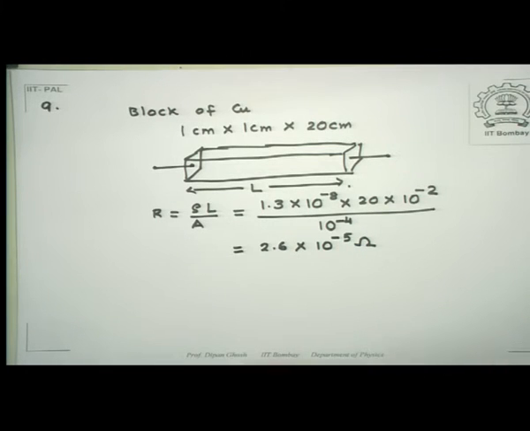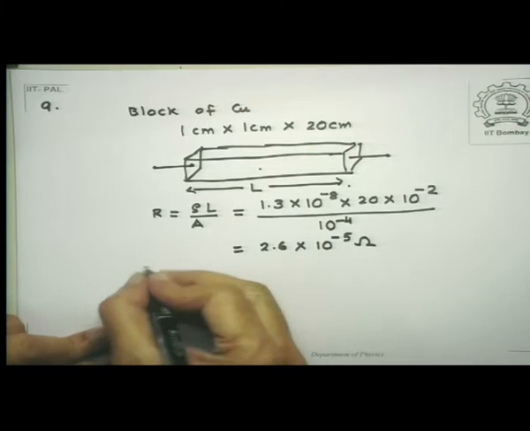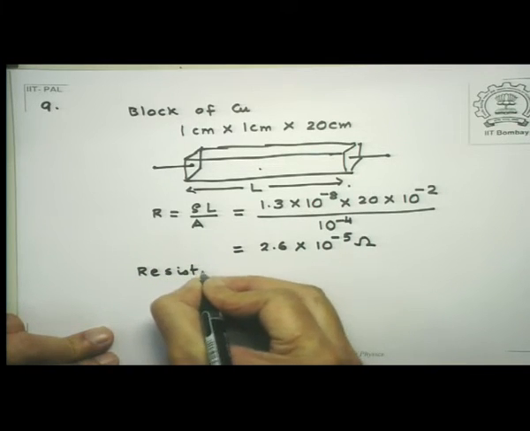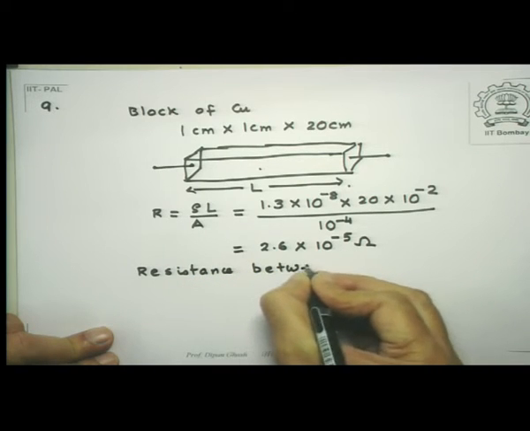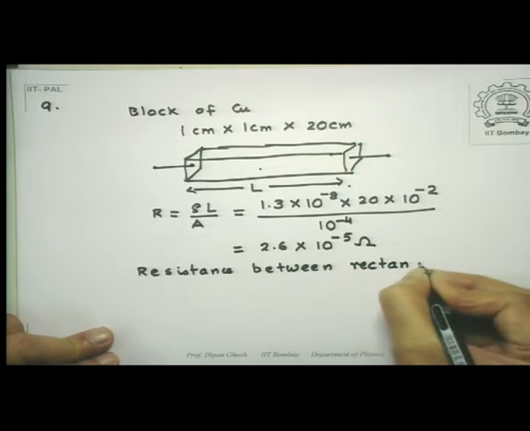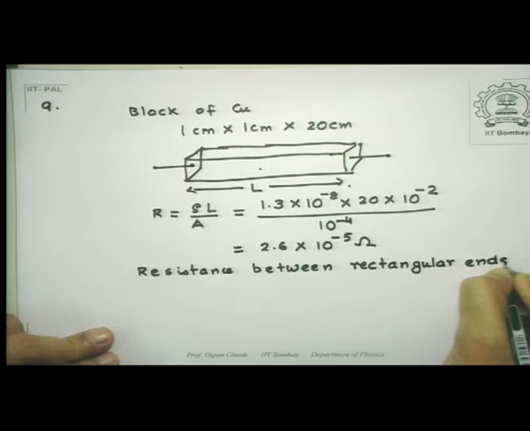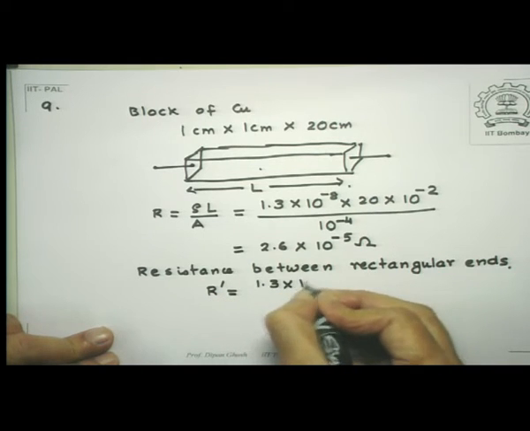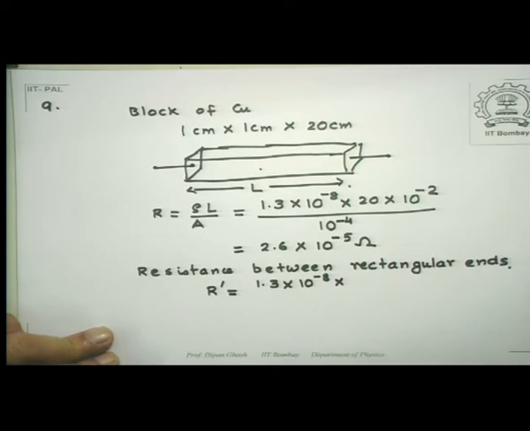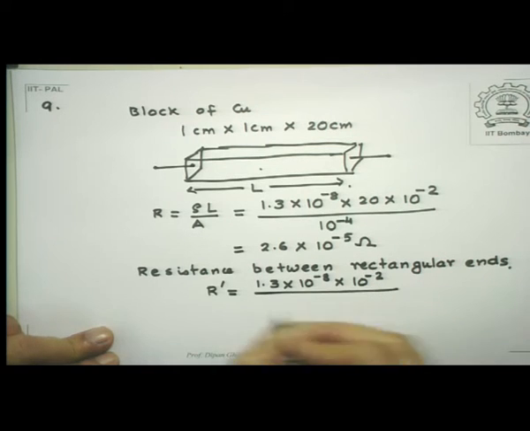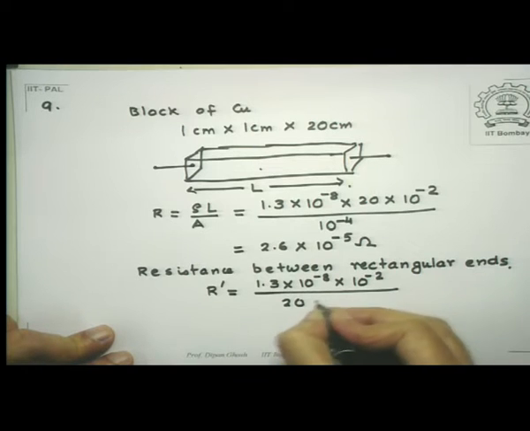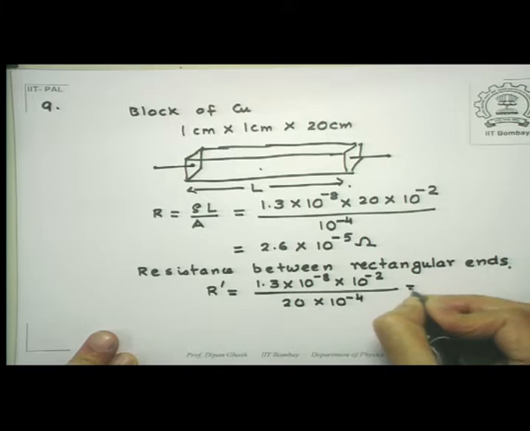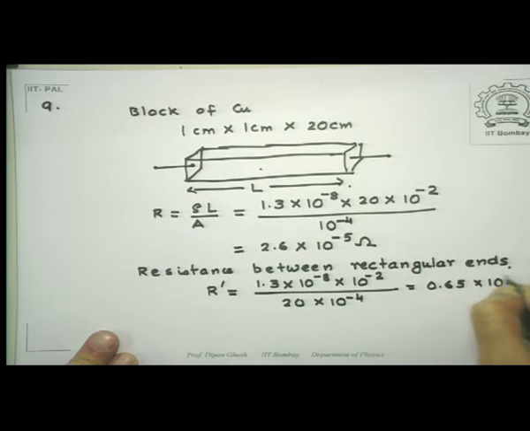Now, suppose instead you had applied the potential difference between the rectangular ends. Now, your numbers will change, because resistance between rectangular ends, I have the same number 1.3 into 10 to the power minus 8, which is a property of the material. The length this time is just 1 centimeter, so that is 10 to the power minus 2, and the area is 20 centimeter by 1 centimeter, so it is 20 into 10 to the power minus 4. And if you calculate this, this is 0.65 into 10 to the power minus 7 ohms.